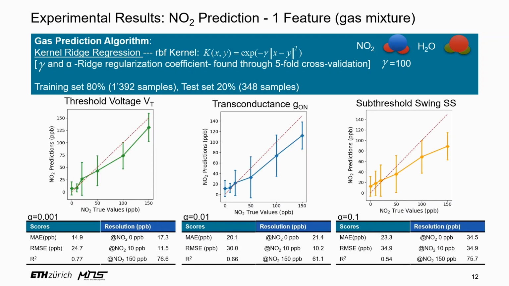The plots are showing the prediction versus the real values, where the red line represents the ideal prediction curve. And you can see that the threshold voltage is the feature that has the best results in predicting NO2, as can be observed also on the prediction scores, like, for instance, the mean absolute error.